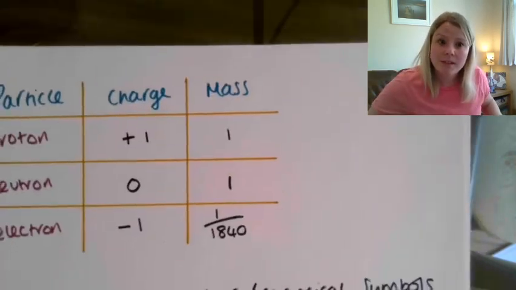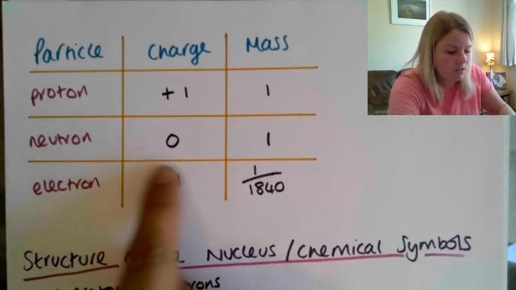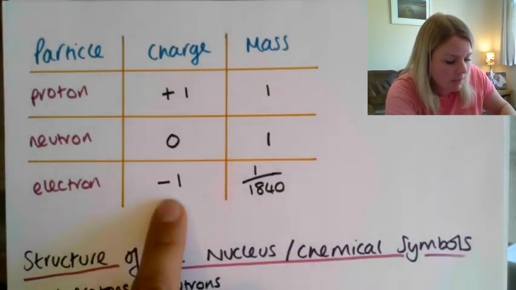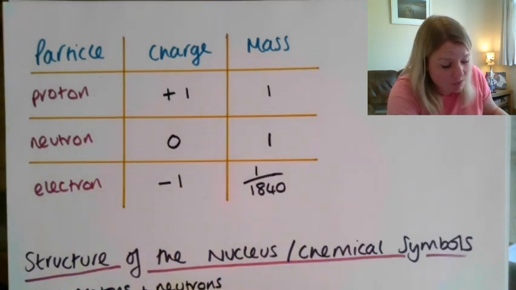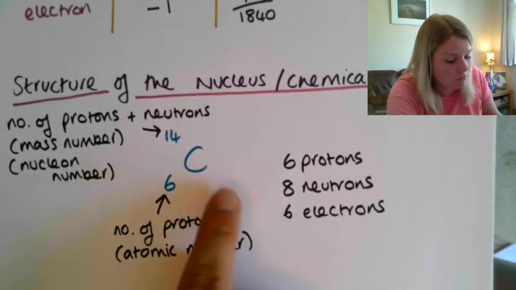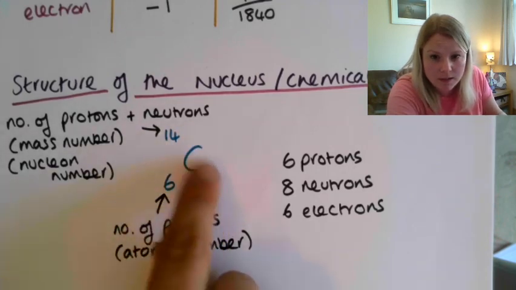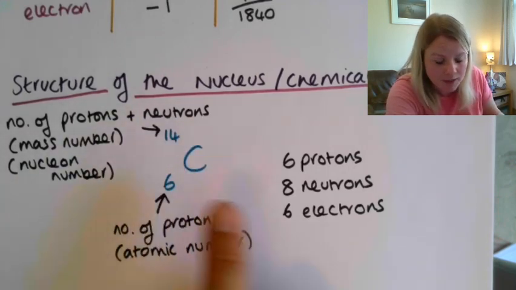So from this little table, we need to know these numbers. These ones, again, easy enough to learn. This one here is the one that we need to make sure that we remember. So we need to know the charge and the mass of all the things that make up the atom.